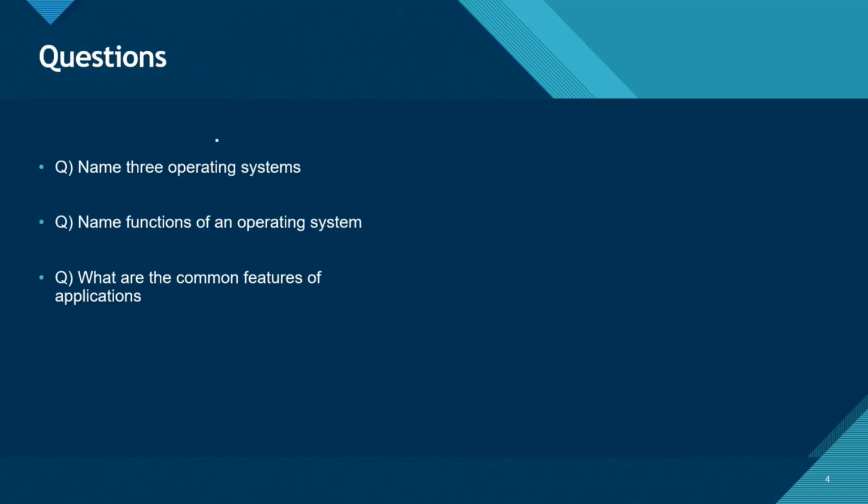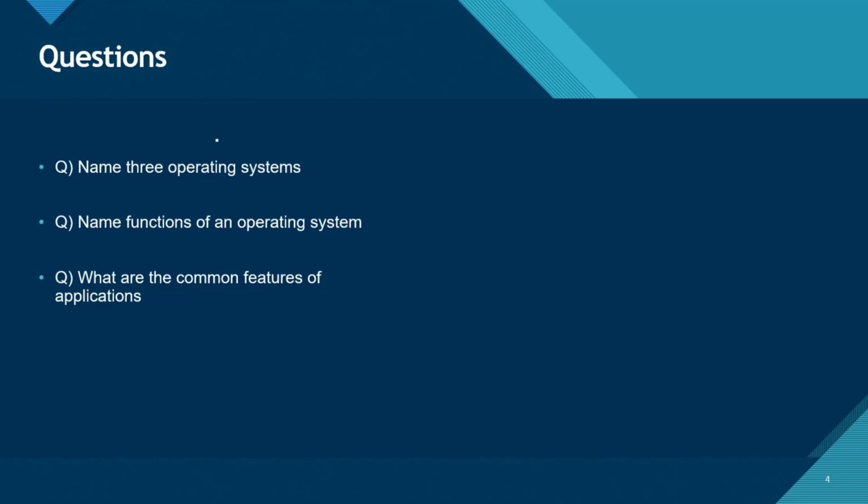So I have 3 questions. The first one is: name 3 operating systems. Anyone like to answer? Apple, Windows, and Linux. That's right. Sorry, Mac OS, Windows, Mac OS 12, Big Sur, Windows 10, and Linux.